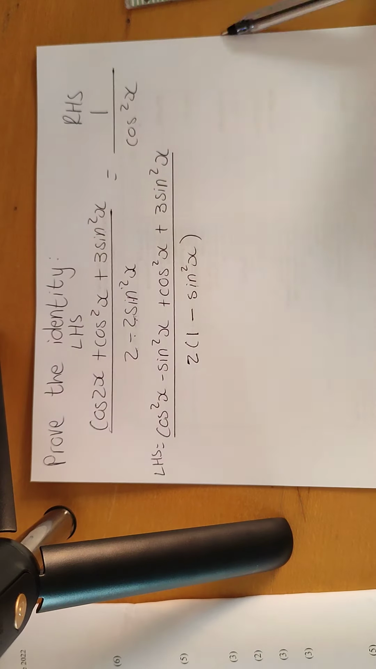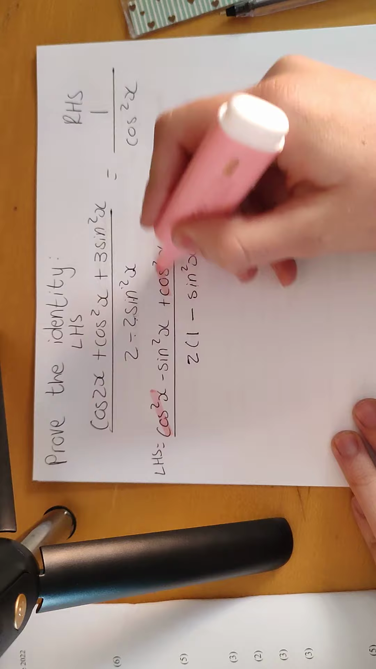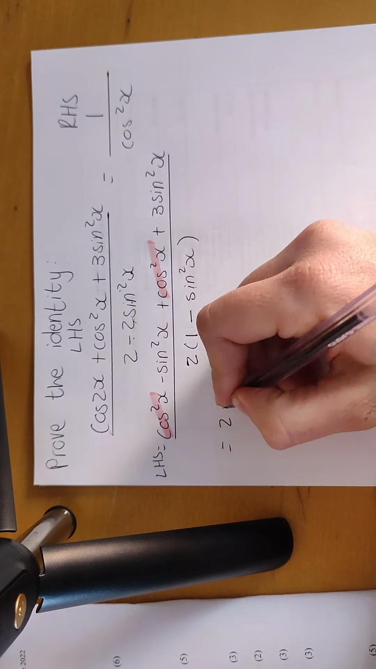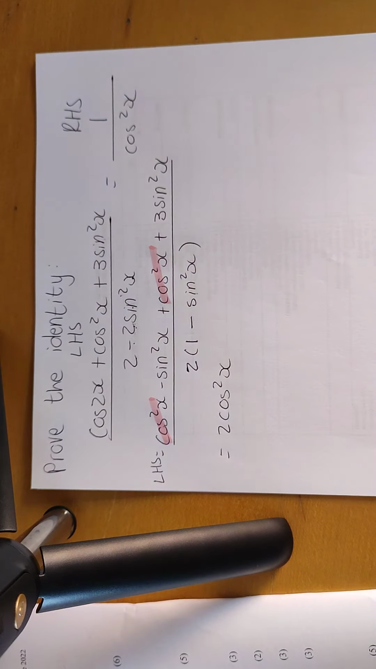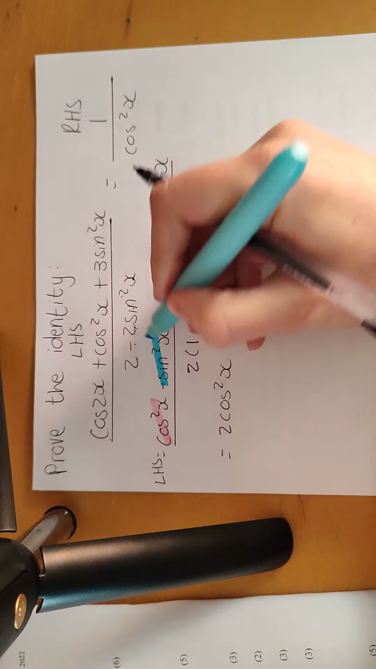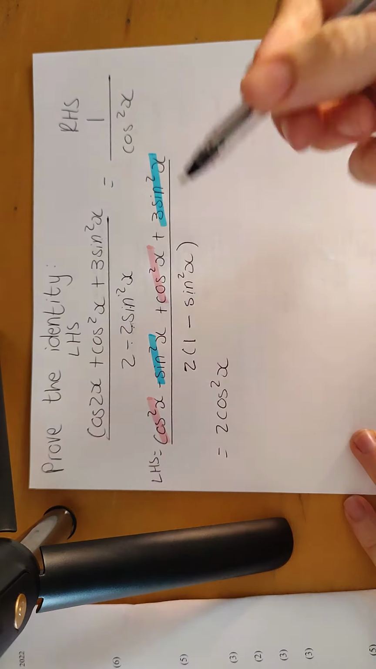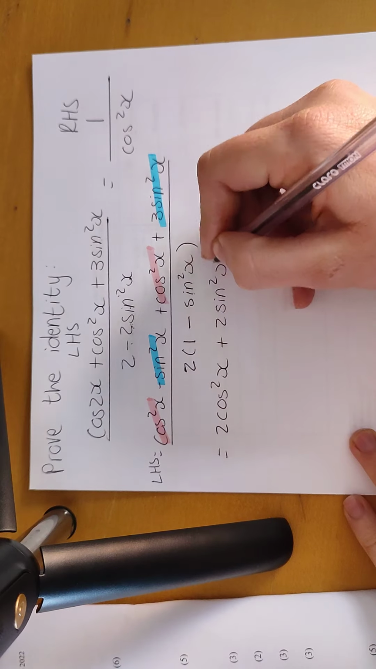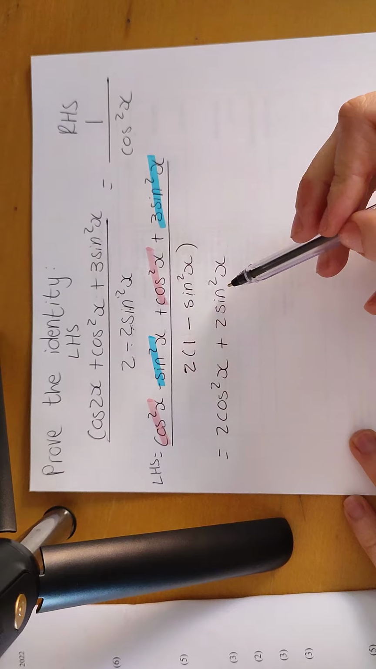The next thing I see is that I have cosine squared x plus cosine squared x, so if I add that, I have 2 cosine squared x. Then I have negative sine squared x plus 3 sine squared x. They are like terms, so I can add them. Minus 1 plus 3 gives me 2, so that's plus 2 sine squared x. And I already see an identity just by looking at this.